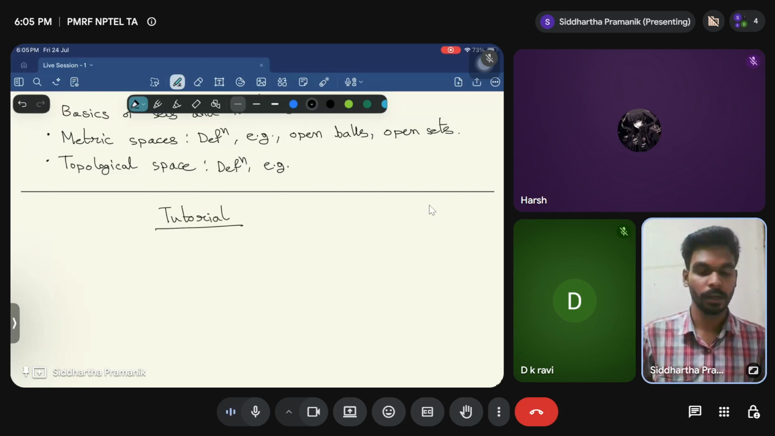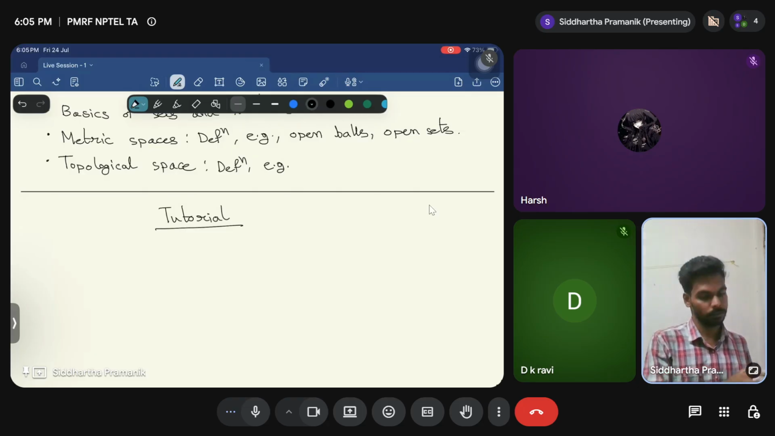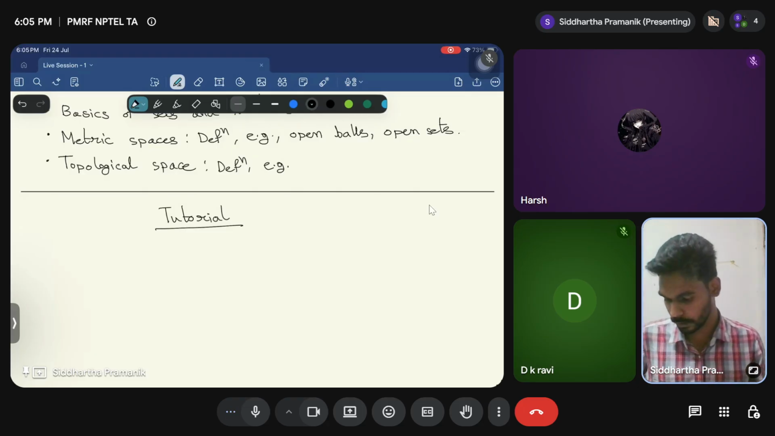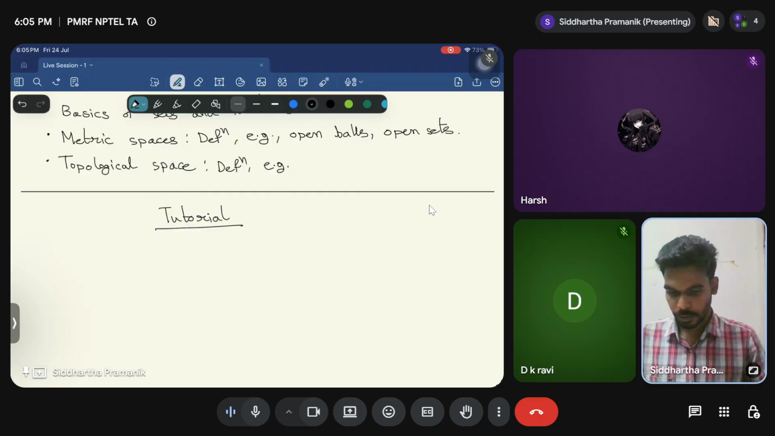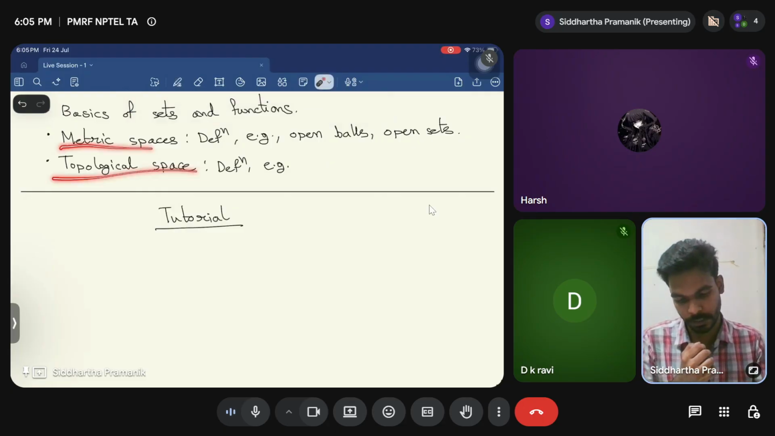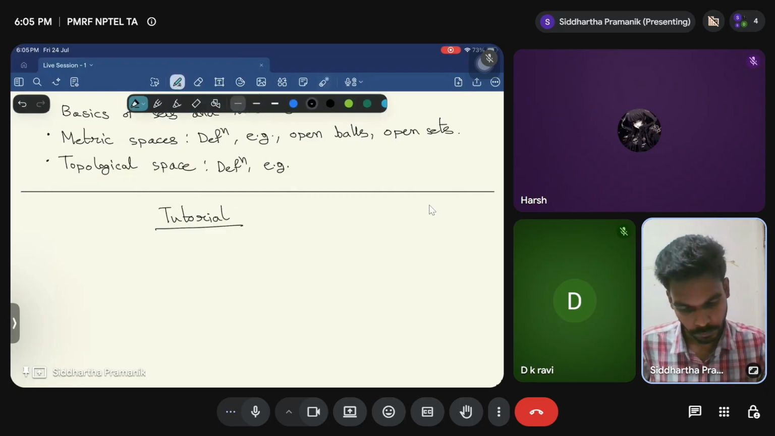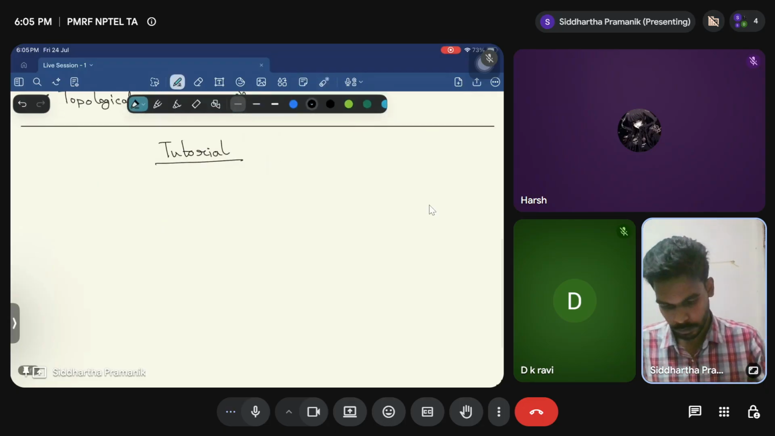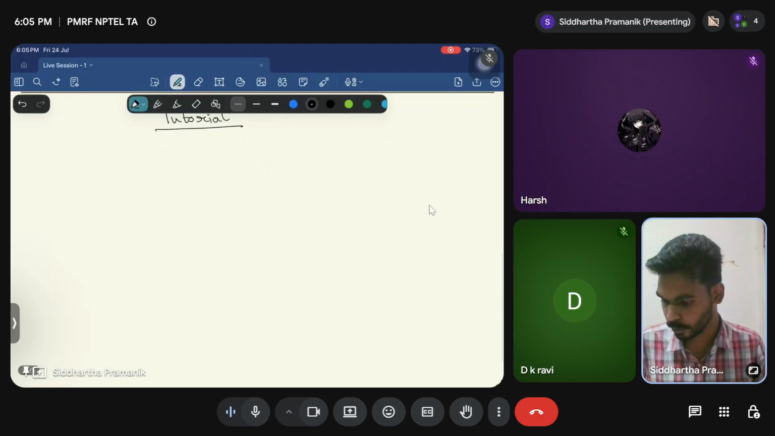So I have picked some problems among the tutorials. It will help to do the tutorial problems. So let's see them. I will mostly do based on metric spaces and topological spaces because the other parts are school level mathematics. Okay, so let's start with the first one.